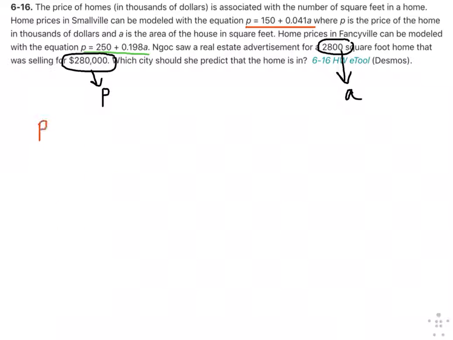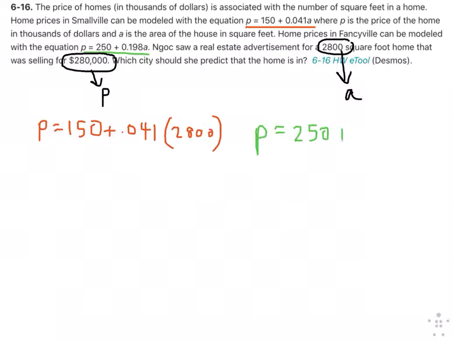I'll use the red for that. So P equals 150 plus 0.041A. Oh, sorry, A is 2,800. And then I'll do the same for Fancyville, and in that one I'll use P equals 250 plus 0.198 times 2,800. And for this, you can use your calculator, and we could come up with values.